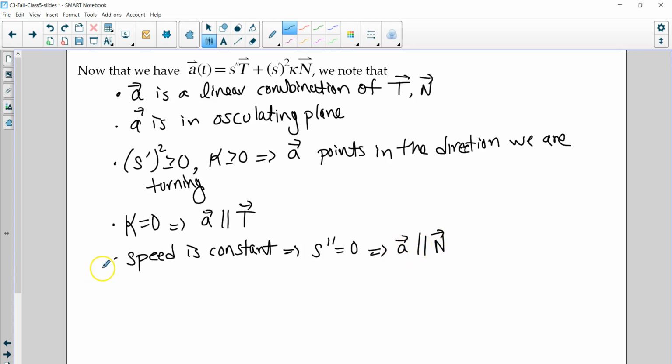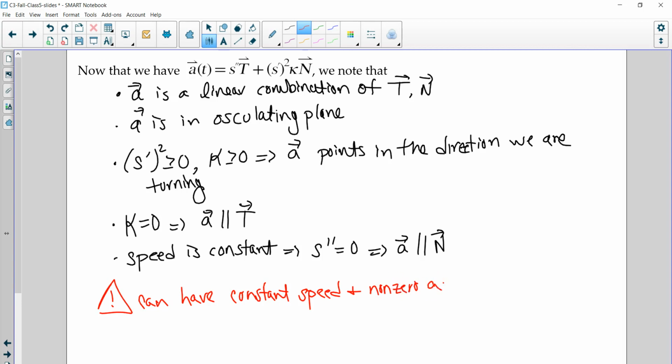Okay, and then just as a caution, something to be mindful of is that we can have constant speed and non-zero acceleration. In a physical sense, this would be whenever you have circular motion going on, so you might have a parameterization along the line of cosine t, sine t, to reflect that it's going in a circle.